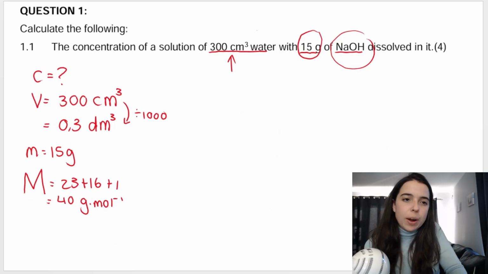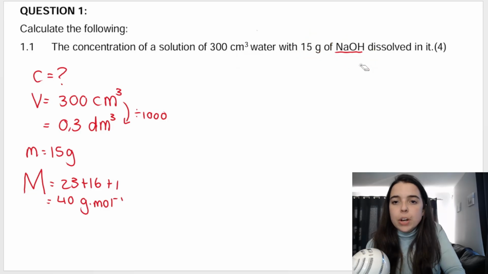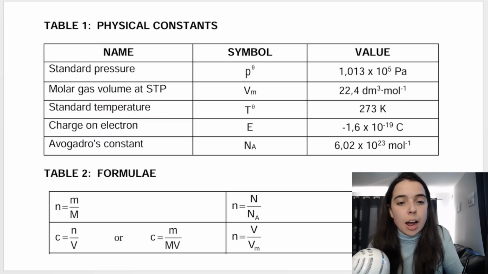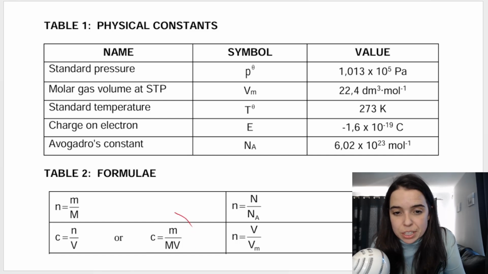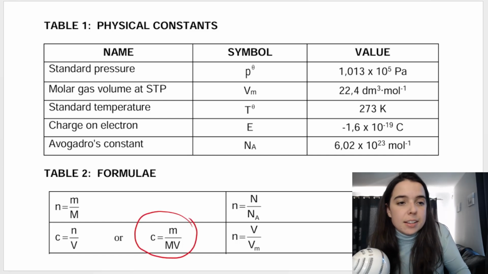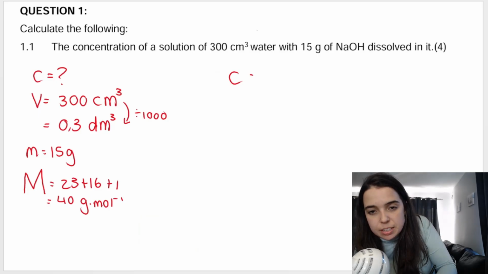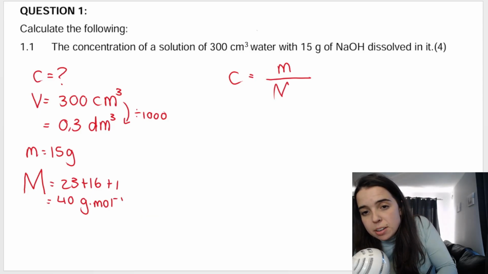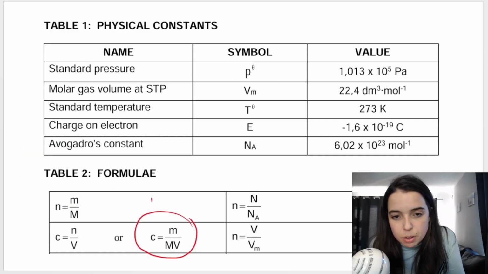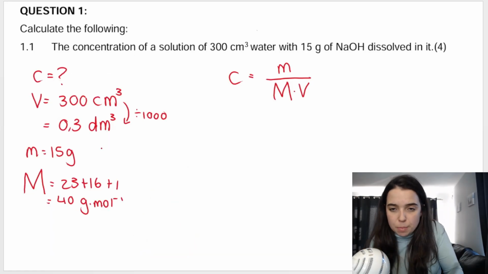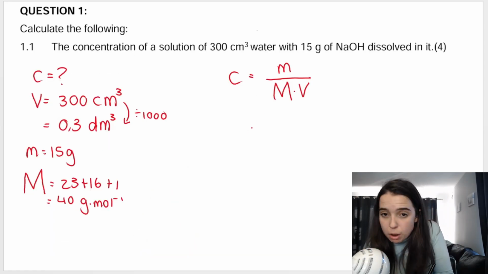Now, there are different ways that we can do this question. Personally, what I would do is use the following formula. I would use this formula over here. That tells me that concentration is equal to mass divided by molar mass multiplied by volume. If you look at the formula, it's m over M times V, which is molar mass times volume. Okay, this is one way to do it.